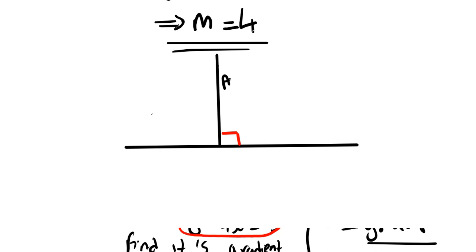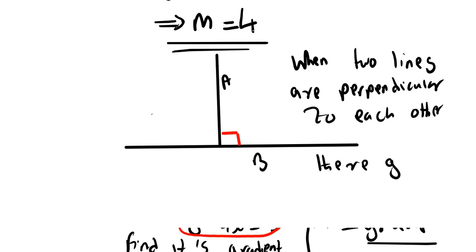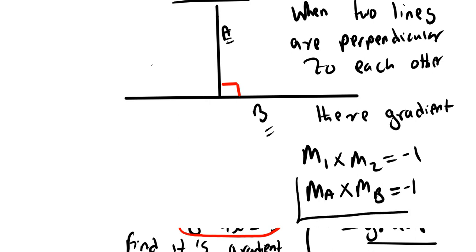Let's call this line A and let's call this other line B. So when two lines are perpendicular to each other, their gradients can be related by the formula m1 times m2 is equals to -1. In this case, we have used the lines A and B. So I would say the gradient of A multiplied by the gradient of B is equals to -1. This is always true when two lines are perpendicular.